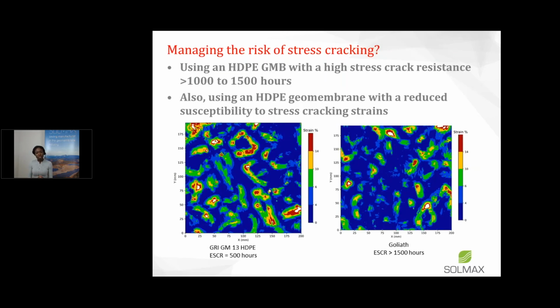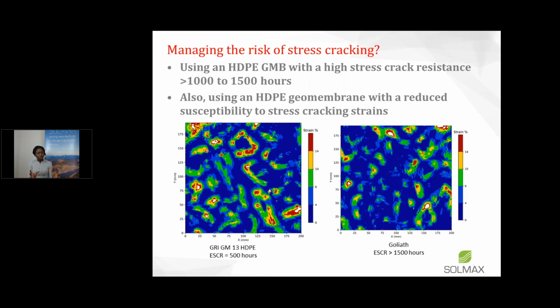The other concern with texturing HDPE is how do we manage the risk of potential stress cracking? The first thing, which has been widely stated in the industry, is to use an HDPE geomembrane that has a high stress crack resistance, something that exceeds the GRI-GM13, so greater than 1,000 hours, greater than 1,500 hours. And in addition to that, use an HDPE geomembrane that has a reduced susceptibility to stress cracking strains.